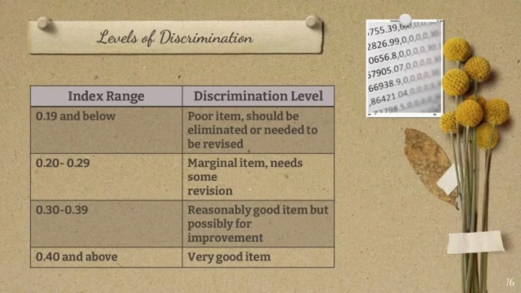Levels of discrimination, index range. The first is 0.19 and below: poor items, which should be eliminated or need to be revised. The second is 0.20 until 0.29: marginal items, which need some revision. The third is 0.30 until 0.39: reasonably good items but possibly for improvement. And the last is 0.40 and above: very good items.